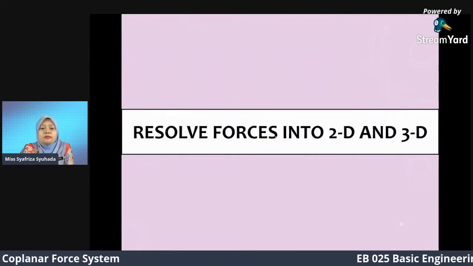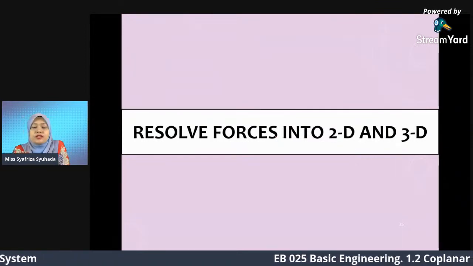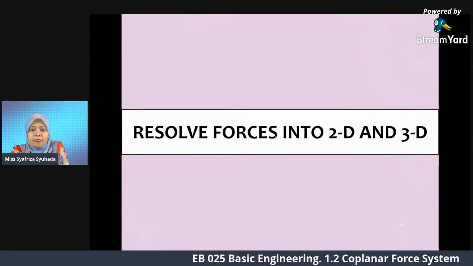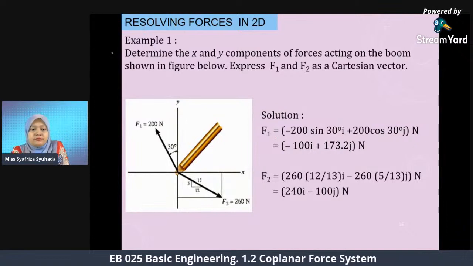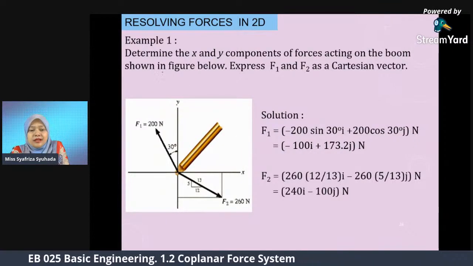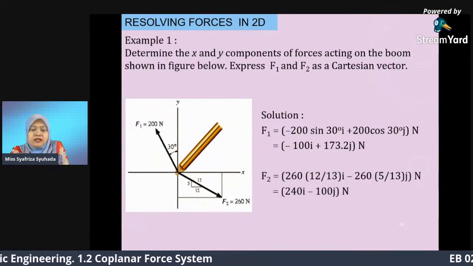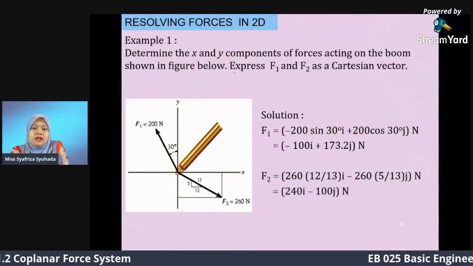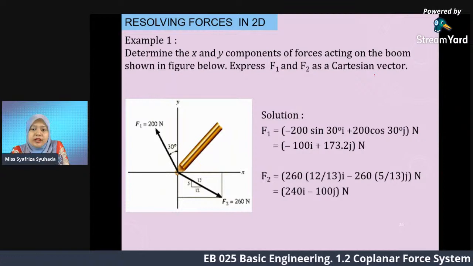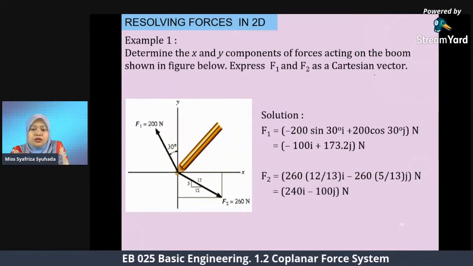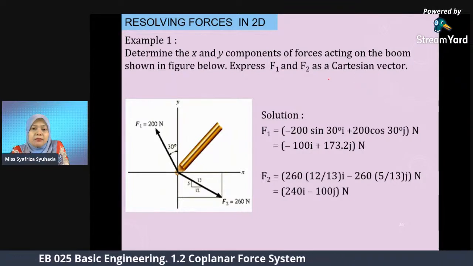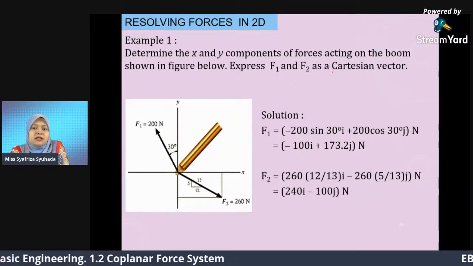Alright, so kita tengok example lah untuk calculation resolve forces into 2D and 3D. Okay, kita tengok example number 1. Okay, read the question very carefully, sebab sometimes dia cuma akan minta express in Cartesian vector form, sometimes dia akan minta untuk parallelogram, sometimes dia akan minta untuk coplanar dan sebagainya. Okay, apa kaedah yang diminta mesti diberikan.